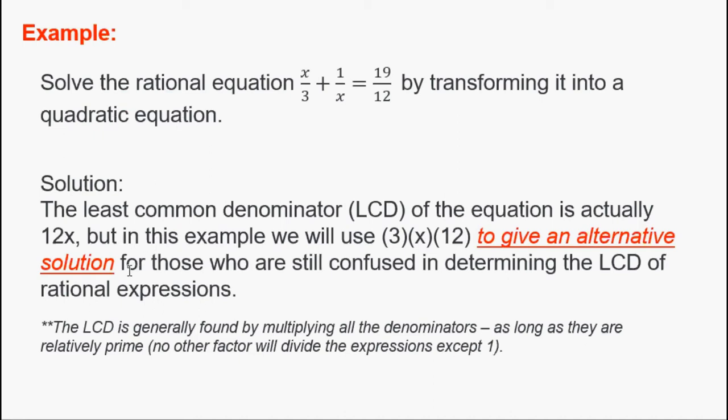For the solution, we need to identify the LCD first. Ang LCD ng equation na ito ay 12x. Pero para sa mga nalilito pa sa pagkuha ng LCD, ang maipapayo ko na gawin nyo ay i-identify ang mga denominators at ito ang gamitin upang ma-cancel out ang mga denominators sa ating original equation. Kaya naman, in this example, we will use 3 times x times 12 to give you an alternative solution.